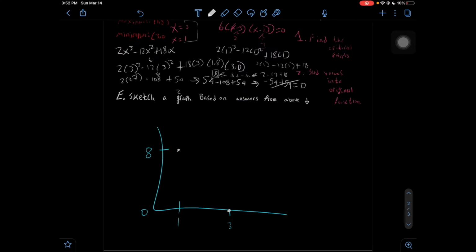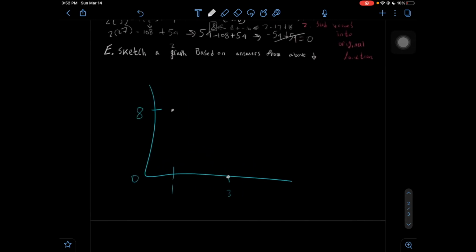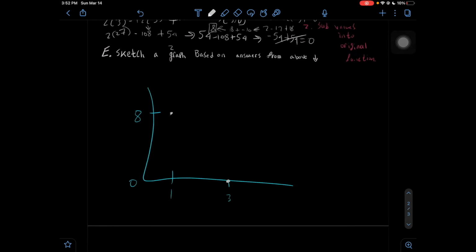And now what we know is we can look at our B and C where we know it's increasing and decreasing. We said it's increasing from negative infinity to 1. So we're going to get increasing, and we want to draw the arrow because, again, it's infinity. And we know it's decreasing from 1 to 3. So we can show that it's decreasing. And then again, it's increasing from 3 to infinity.